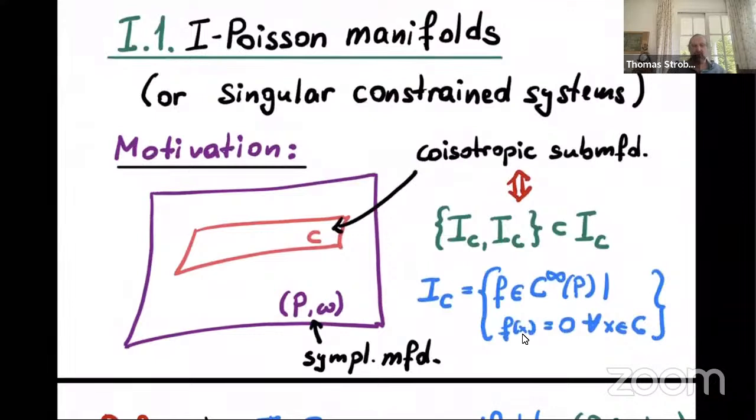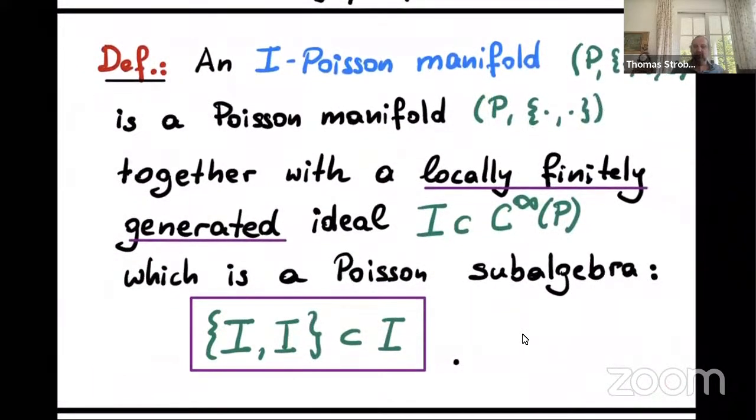So what are I-Poisson manifolds and what is the motivation for it? As mentioned, it's about the idea to generalize constrained systems to the singular setting, motivated by the notion of singular foliations. So one has to imagine some submanifold C in a Poisson manifold or symplectic manifold P, omega, in this motivation part, such that the vanishing ideal of this submanifold is a Poisson subalgebra. That is another way of saying it's a coisotropic submanifold, or in the terminology of Dirac, a first class constraint system.